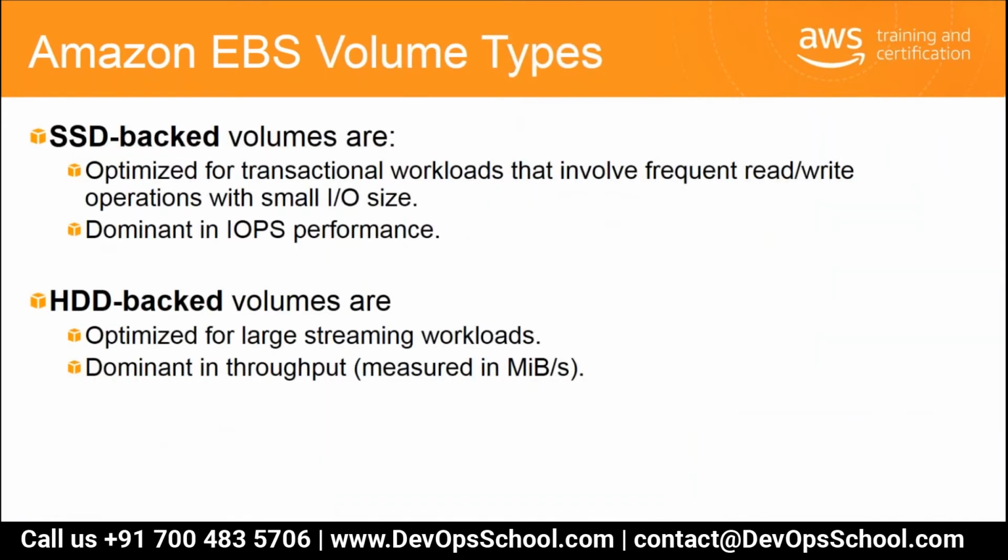So what are the different EBS volume types? One is SSD, and the other is HDD. SSDs are solid state devices which are dominant in IOPS. They give you high IOPS and good performance, but come at a little extra cost. Whereas HDD is a standard hard drive. SSD you will use for transactional workloads that involve frequent access, reading and writing data with very little IO size. It is dominant in IOPS performance, whereas HDDs are optimized for large streaming workloads and are dominant in throughput. It is measured in megabytes.